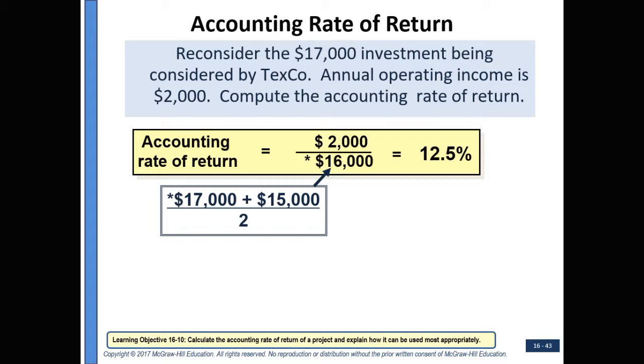The average investment is $16,000. That's $17,000 plus $15,000 divided by 2. Therefore, the accounting rate of return is 12.5%. As we saw with the payback method, a serious flaw of the accounting rate of return approach is that the time value of money is not a consideration.